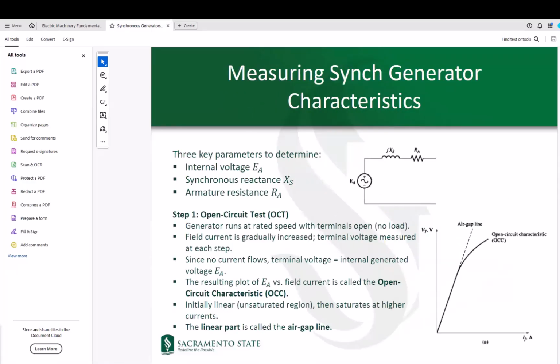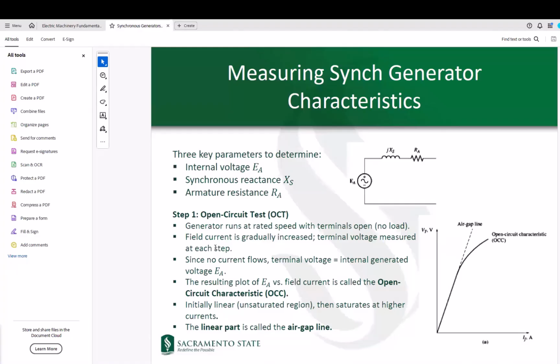Okay, now let's go over measuring the synchronous generator characteristics. These are the components that we need to be able to find out through measurements inside the lab. These are XS, the synchronous reactance of the generator, EA, which is the internal voltage, and RA, which is the armature resistance. In many circumstances, RA can be ignored because it's very small, but even if it cannot be ignored, we can go ahead and measure that.